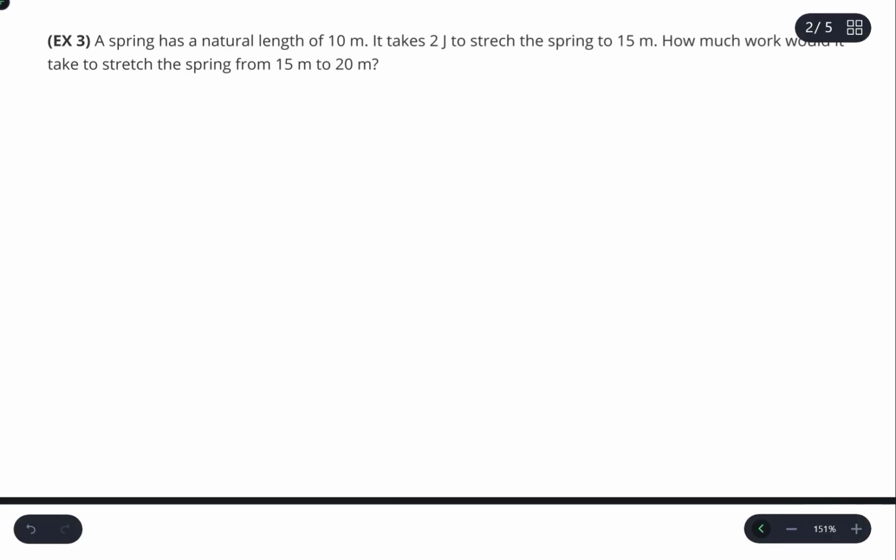Okay, so this example is kind of interesting because in this case you don't have the same kind of given information that the previous examples did. So for instance, let's take a closer look at what's given here. First off, this requirement of 2 joules to stretch the spring to 15 meters. What you're being given there is an amount of work, because work is measured in joules, and usually we're given a force, and force is measured in newtons. So keep that in mind.